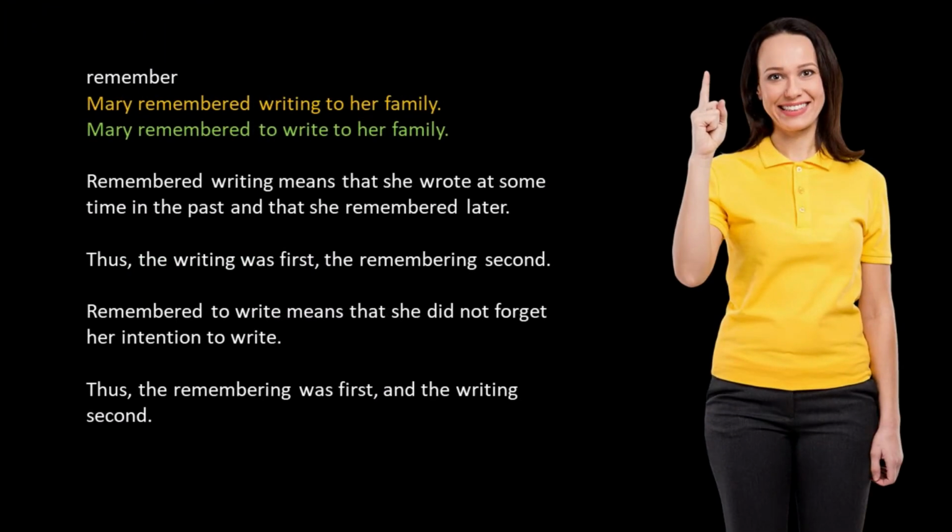Mary remembered writing to her family. Remembered writing means that she wrote at some time in the past and that she remembered later. Thus, the writing was first, the remembering second. Mary remembered to write to her family. Remembered to write means that she did not forget her intention to write. Thus, the remembering was first and the writing second.